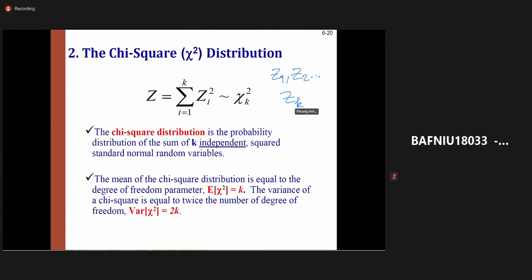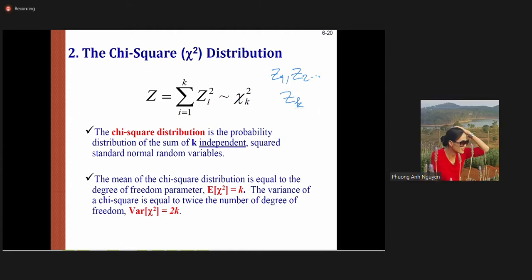Those are random variables. If they follow N(0,1), which means standard normal distribution, so we suppose that the Z's follow the standard normal distribution, then they are also independent. Now I'd like to take the square.